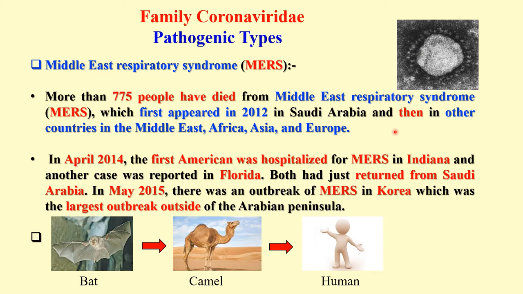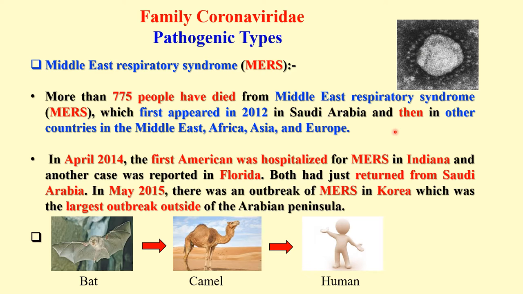In April 2014, the first American patient was hospitalized due to infection with the MERS virus, and that was in Indiana. And then another case was reported in Florida in America. Both of these patients had returned recently from Saudi Arabia. Around 1 year after that, in May 2015, an outbreak of MERS virus appeared in Korea, and that was considered to be one of the largest outbreaks that appeared outside Saudi Arabia.